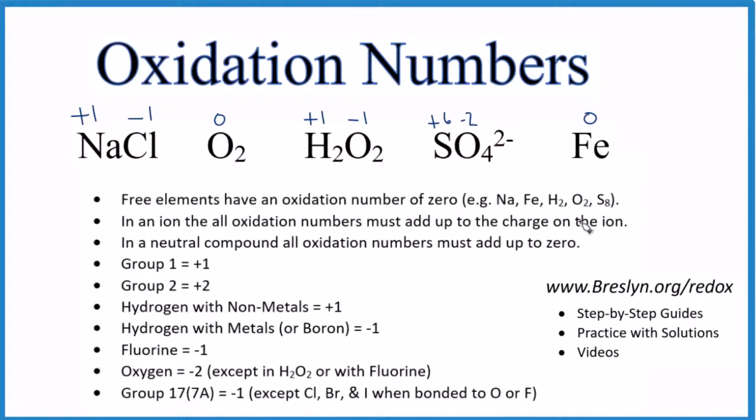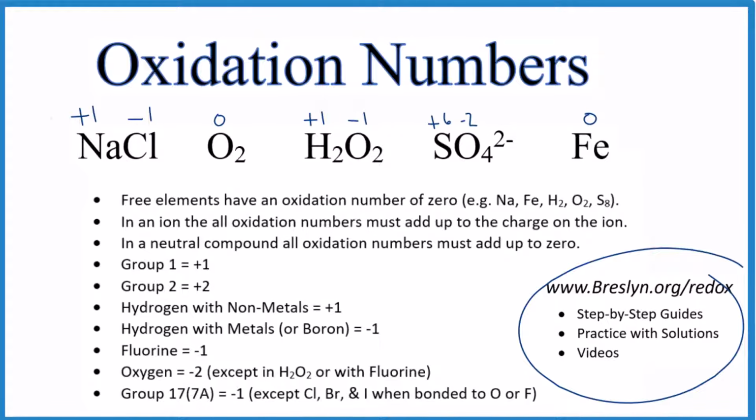If you didn't get 5 out of 5, go over to my website, look at the guide on oxidation numbers, watch the video and do some practice. You need to be able to assign oxidation numbers so you can see what's reduced and what's oxidized in our redox reactions. It also tells us whether we have a redox reaction in the first place.